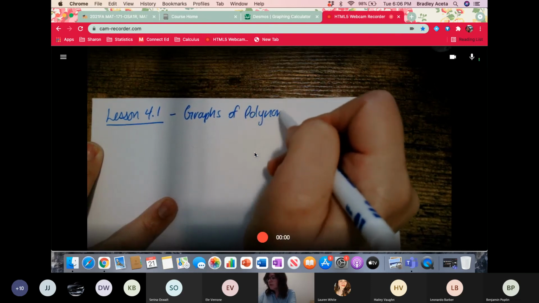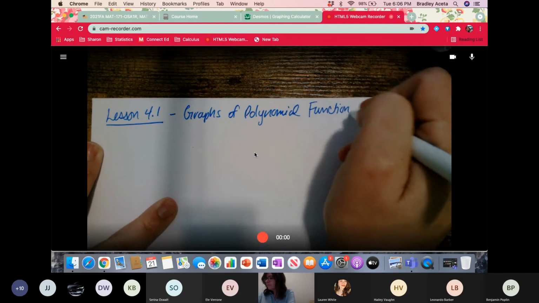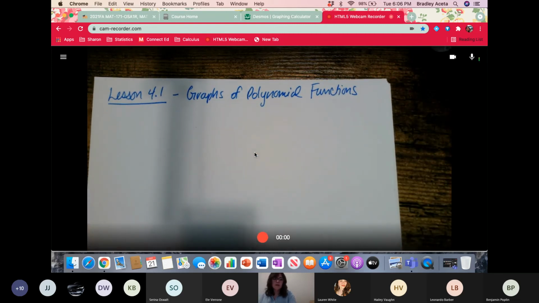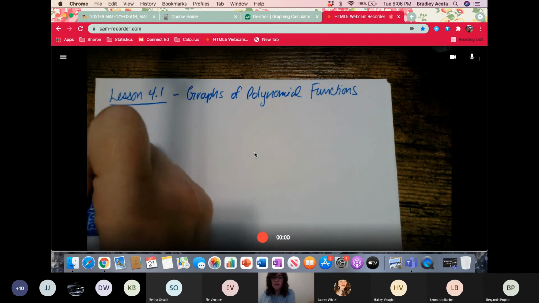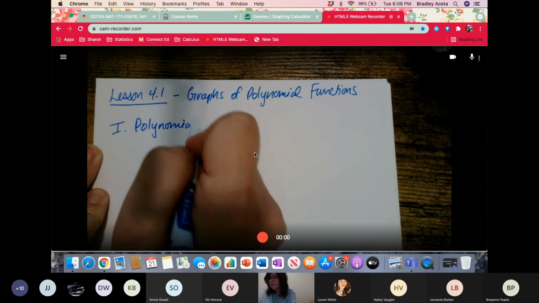Of polynomial functions. Graphs of polynomial functions. I bought some new markers because my pens were killing me. I like colors. All right, so what is a polynomial function?